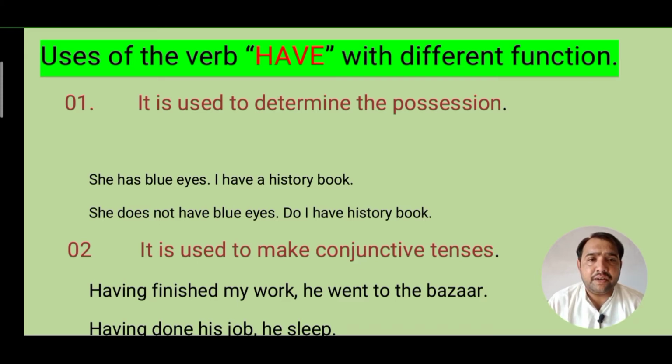According to its second function, its structure is very simple. How? We have to add the third form of the verb with having, and after a comma we have to place any tense. For example, in the first sentence, having finished my work, having plus third form, my work, after a comma we add any tense, such as he went to the bazaar. Here we should call it past continuous tense.